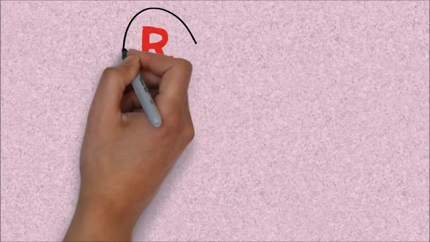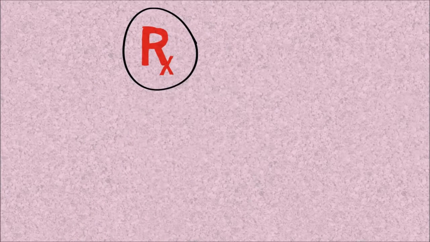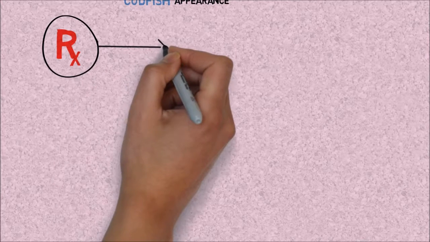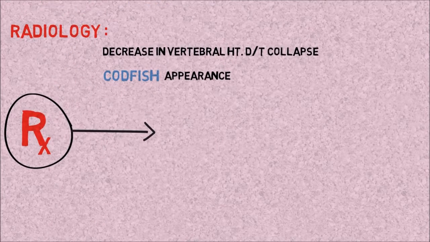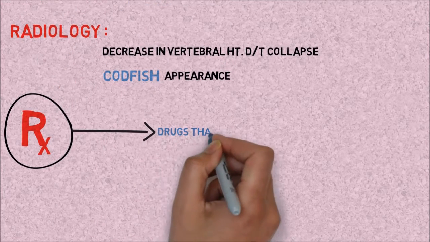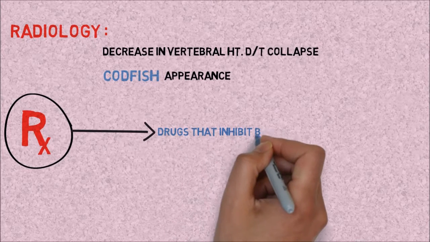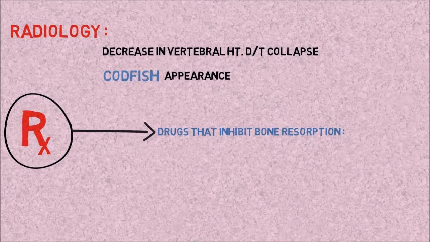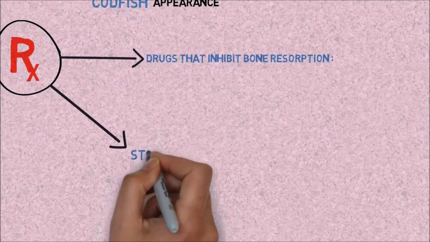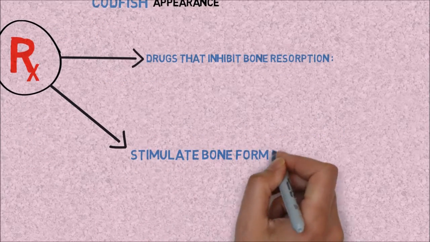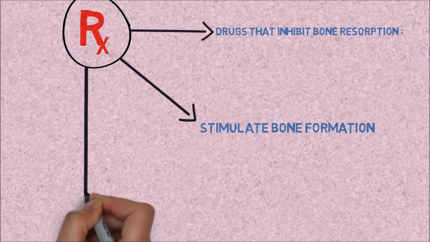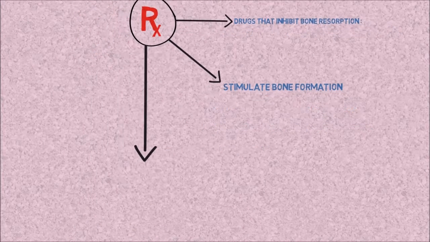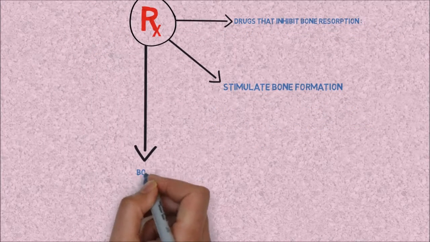Now getting back to treatment. For treating osteoporosis, 3 categories of drugs are present. Number 1, the drugs that inhibit bone resorption. Number 2, the drugs that stimulate bone formation. And number 3, that has dual mechanism, the drugs that inhibit resorption as well as stimulate bone formation.